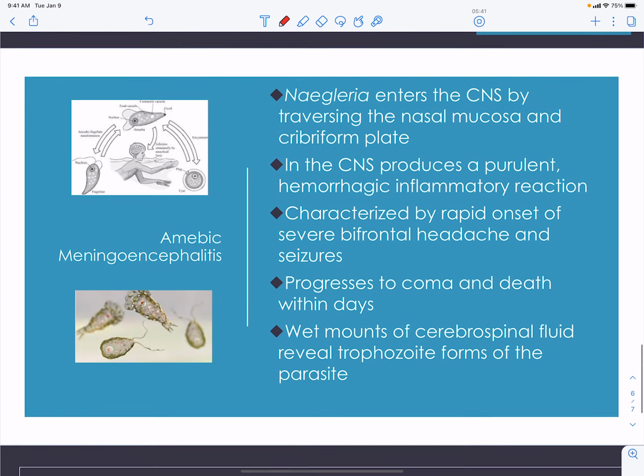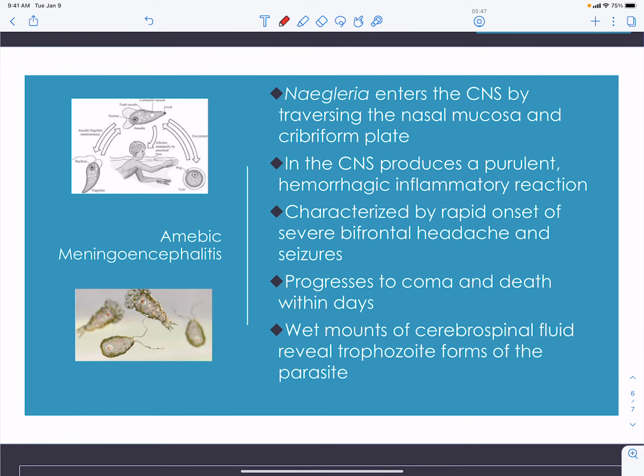Naegleria is another amoeba, and this is going to enter the central nervous system again through the nasal mucosa. And this one is going to burrow its way through the cribriform plate. It's going to produce a hemorrhagic inflammatory reaction, which is going to be purulent or pus forming. Your immune system is going to try to move in and clear this infection. It has trouble with the larger amoebas, obviously.